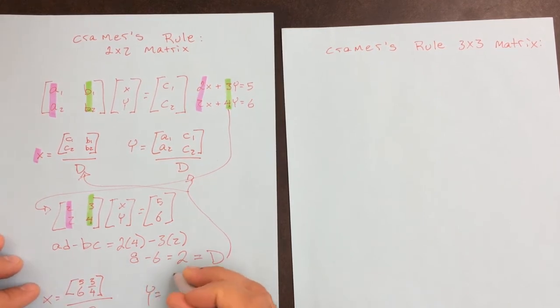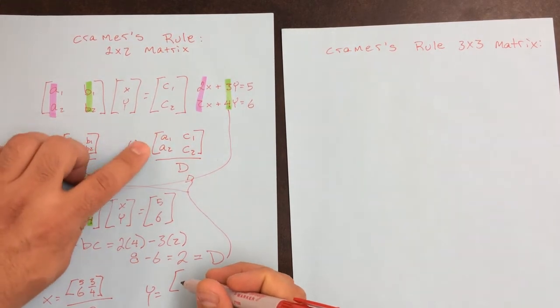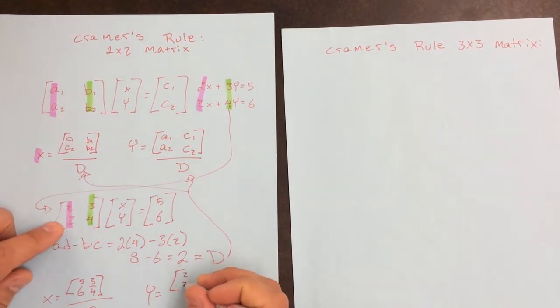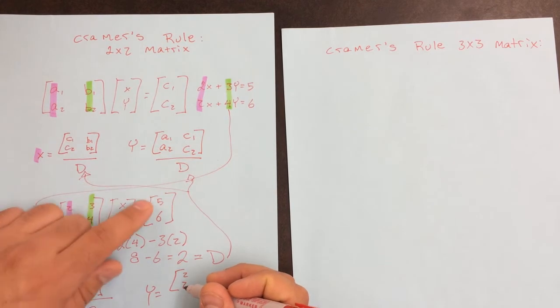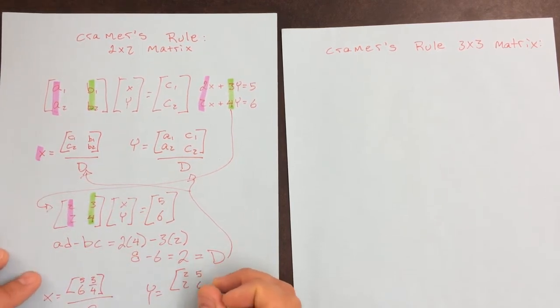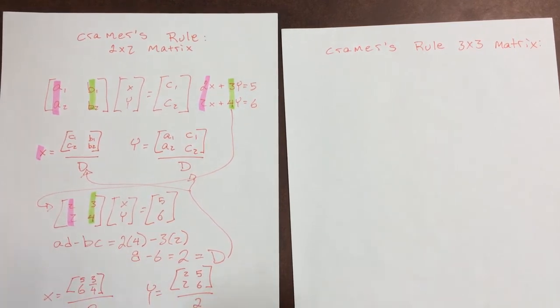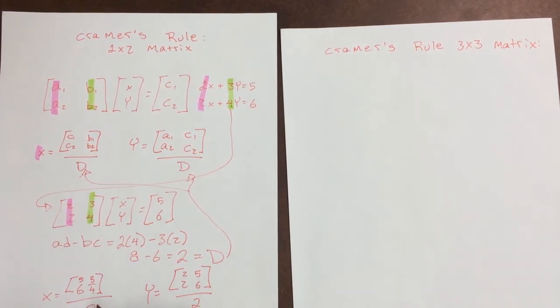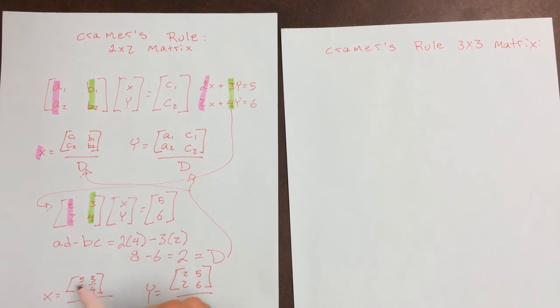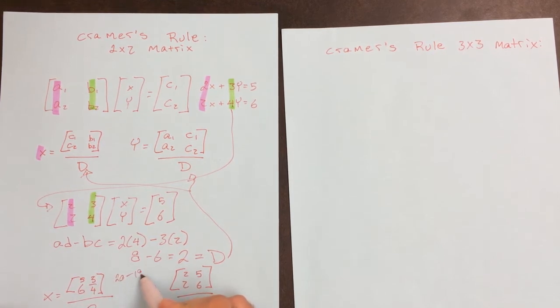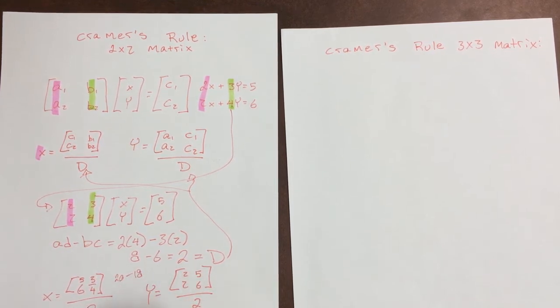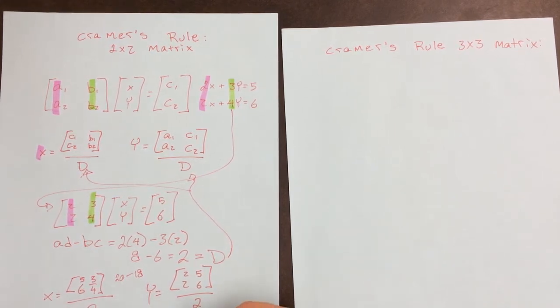y equals a1, a2, which is 2 and 2, c1, c2, which is 5 and 6, over D, which is 2. Now you're going to find the determinant of the top part for x, which is 5 times 4, or 20, minus 6 times 3, or 18. 20 minus 18 is 2, so x equals 2 over 2, which is 1.